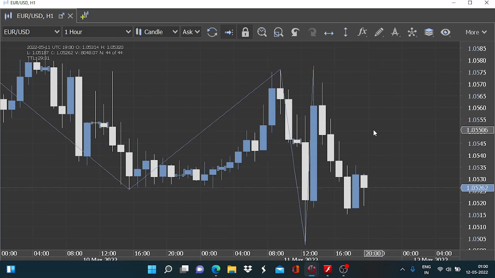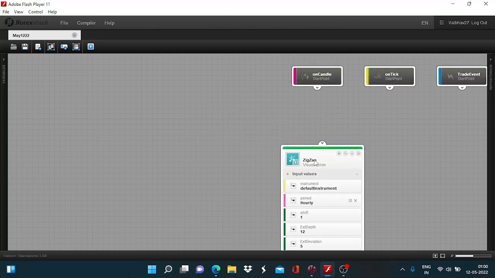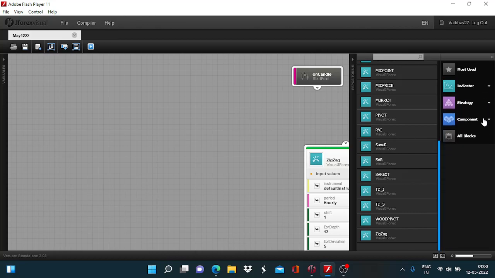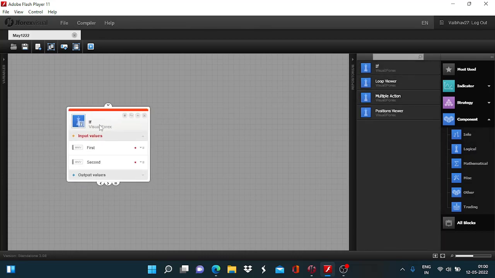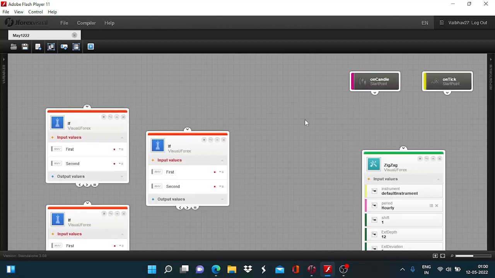Now let us head back to the Visual JForex board, and here we have to start from the start. The first thing is to get the instrument subscription done. For that, we take into consideration the logical blocks. All right, we will use on candle as the start point.